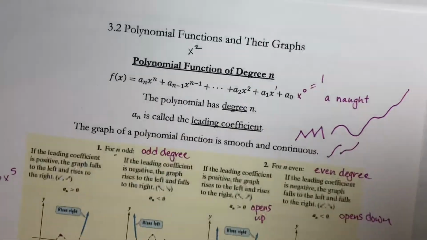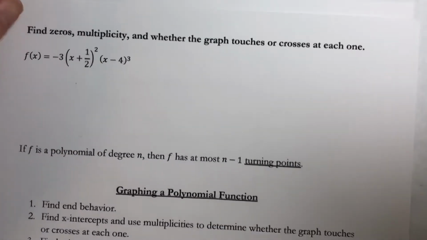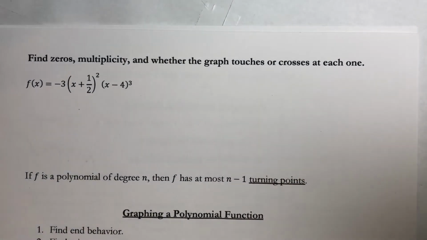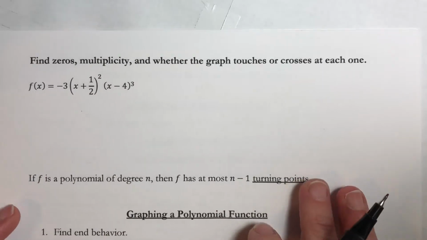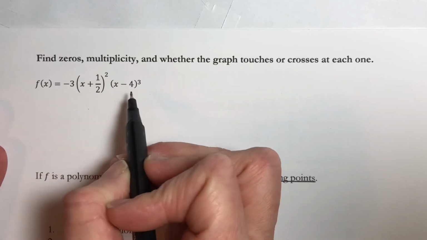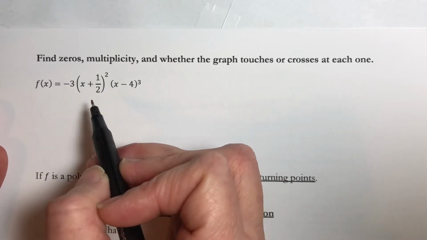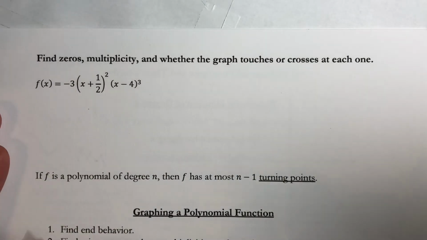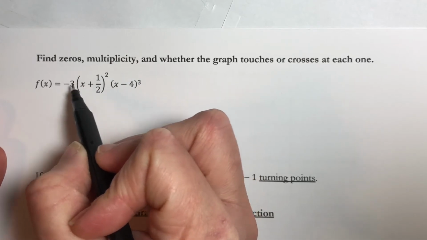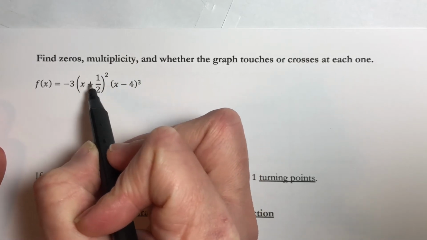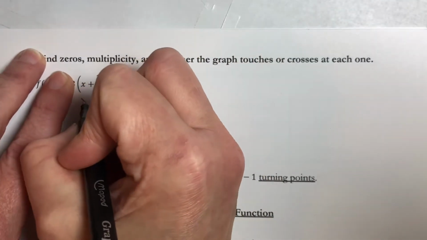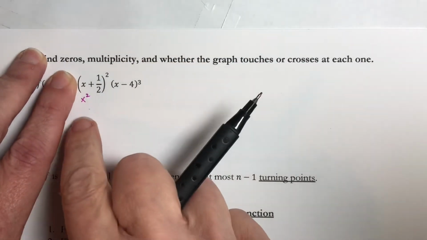Okay? So let's look at an example problem. We want to find the zeros, the multiplicity, and whether the graph touches or crosses at each 0. Let's look at this first, and I want to show you how to find the degree of something like this, where the things are not multiplied all the way out. What you want to think about, and it's actually pretty easy to do, if I were to multiply this whole thing out, I don't have to worry about the details of it, but I know that my largest exponent on just this piece, when I multiply it out, is going to be an x squared.